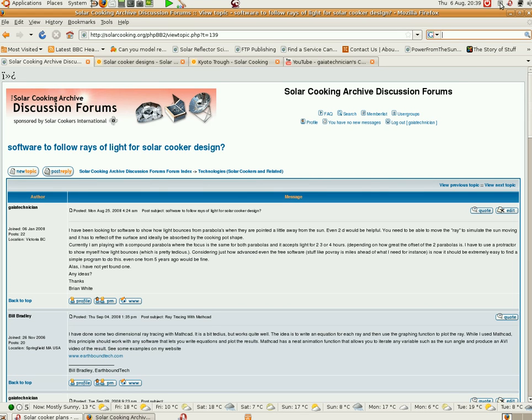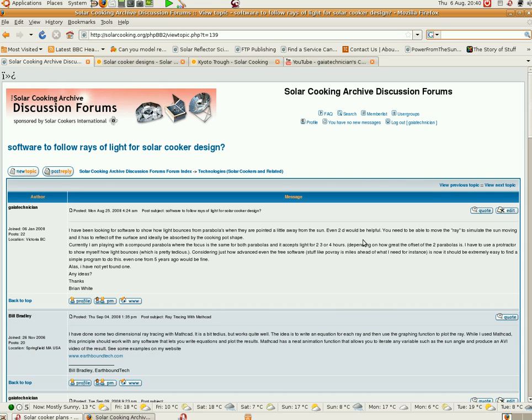Two years ago, I began the search for software to see how the light bounces from reflectors for solar cooking. I wasn't looking for anything special. I started a thread on the solar cooking discussion forum on the 25th of August, 2008. Basically, what I was trying to do was get a parabolic dish or something similar which would accept sunlight for 2, 3, or 4 hours and shine it onto a cooking vessel. I thought, this is what people need, so why has nobody designed one?